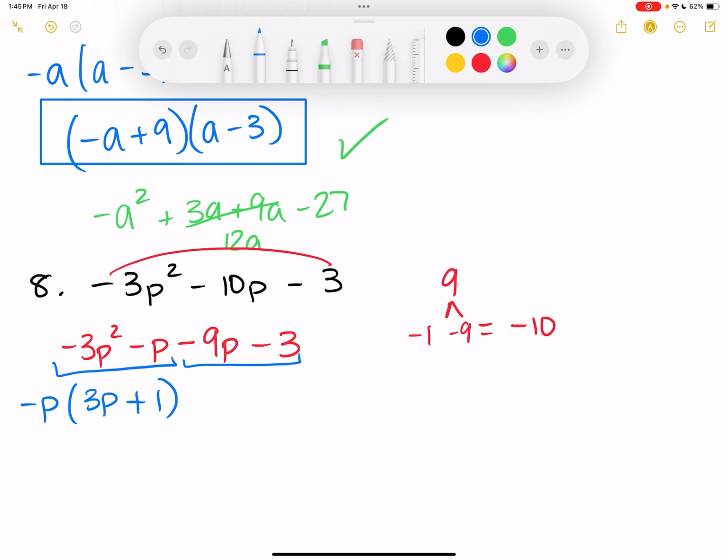Okay. Now, from this second grouping, what can I take out? Negative 3, and that leaves me with what? 3p plus 1. These match, so I'm good to go. And so then we've got negative p minus 3 times 3p plus 1.